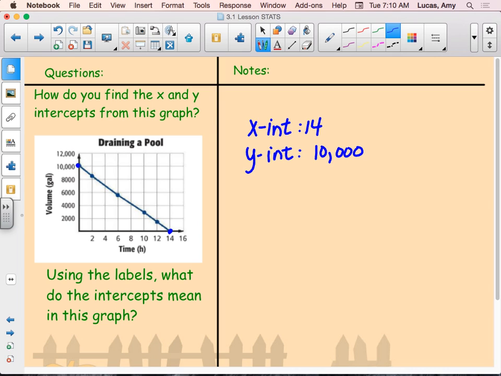We're talking about draining a pool. We've got a volume and time. So at the top, when the pool was full, it had 10,000 gallons.